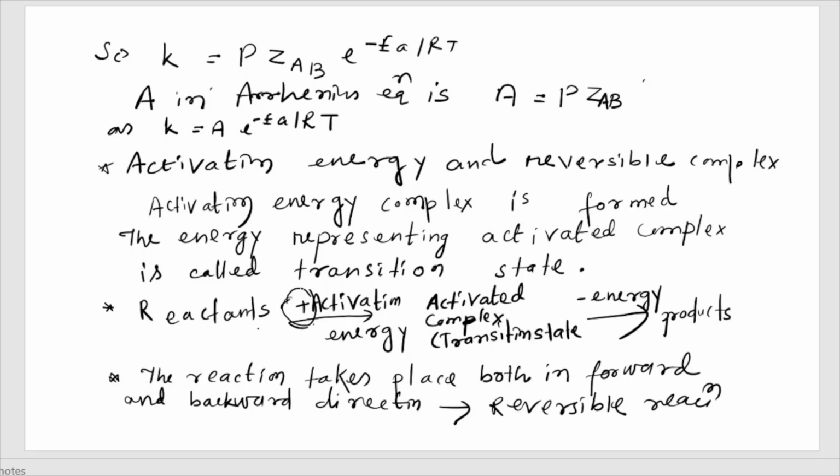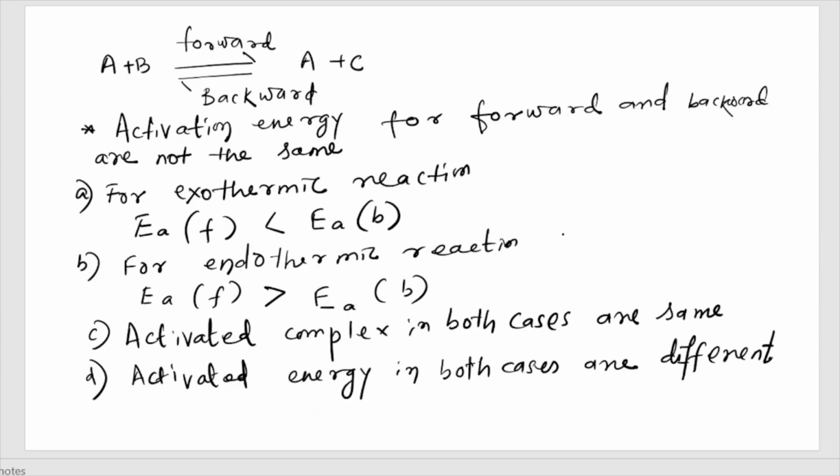Then when energy is released from the activated complex or transition state, it gives product. Again, when the reactants take activation energy and effective collision takes place, that produces the activated complex or transition state. The reaction takes place in both forward and backward directions. Then what is a reversible reaction? If the reaction takes place forward and backward, it is called a reversible reaction. You can put the arrow mark to the right for forward and the arrow mark back for backward.